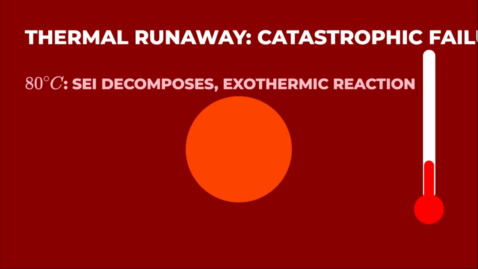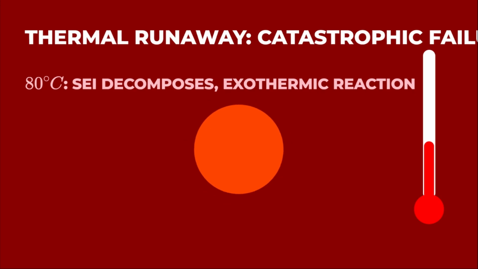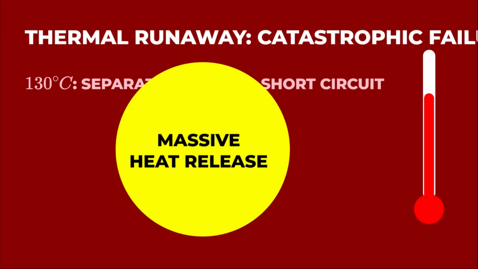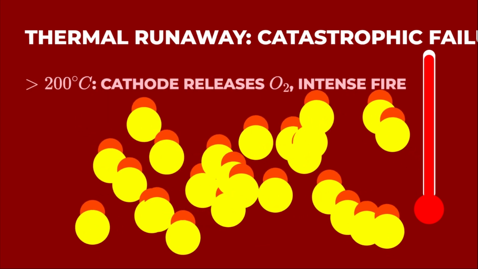It begins when the solid electrolyte interphase decomposes at approximately 80 degrees Celsius, exposing the reactive anode to the electrolyte. This exothermic reaction generates more heat, further raising the temperature. Around 130 degrees, the polymer separator melts and collapses, causing an internal short circuit between the anode and cathode. This releases the stored electrical energy as heat in a fraction of a second.